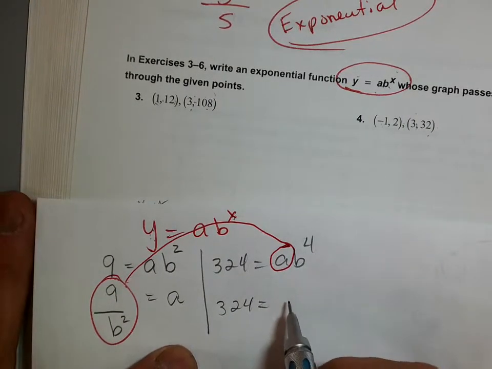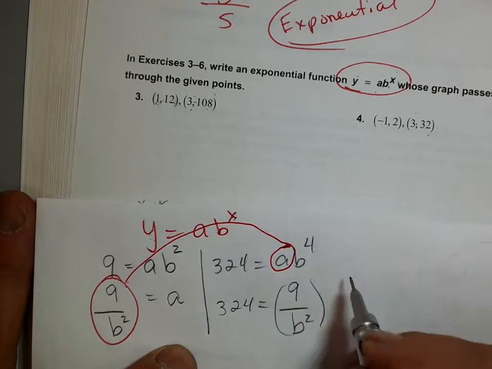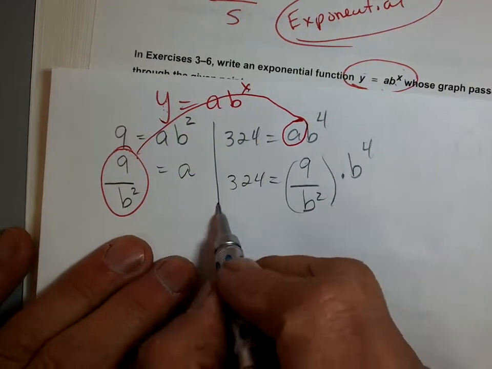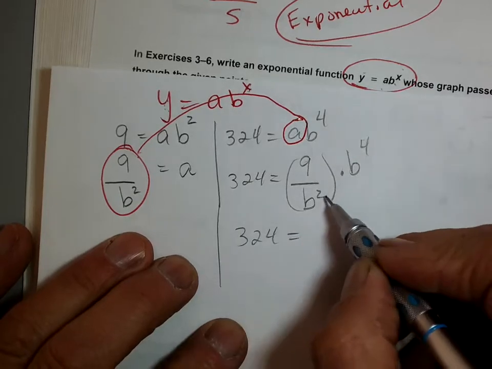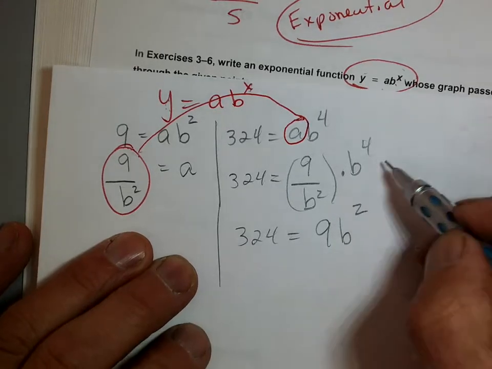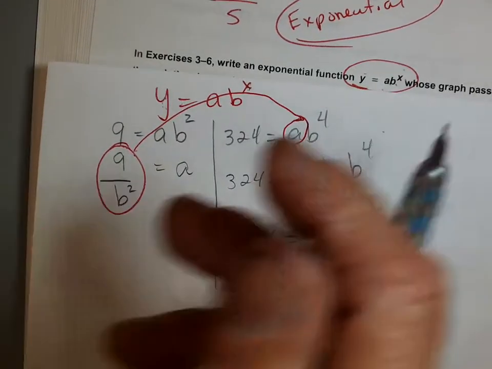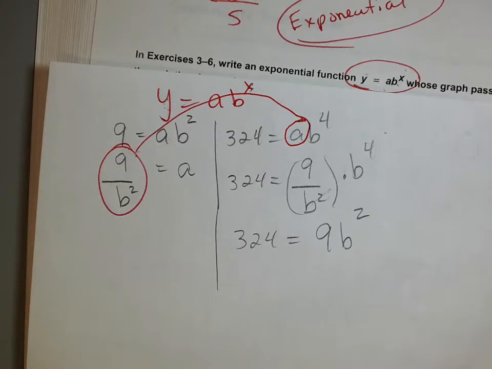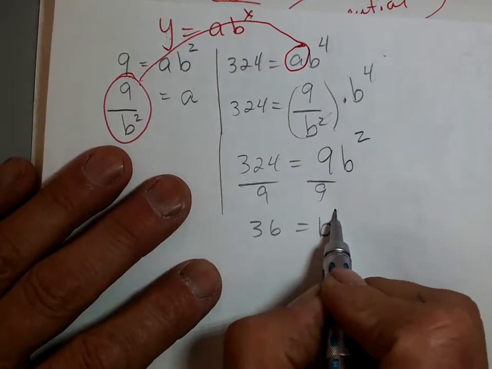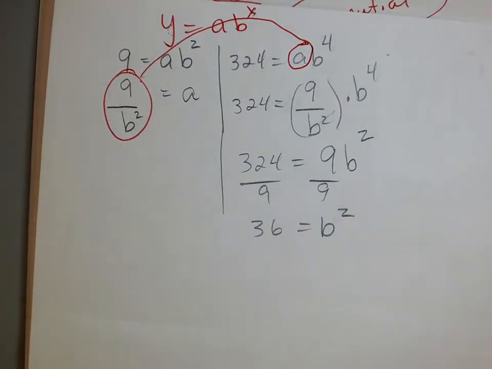So instead of writing a, I'm going to write 9 over b squared, because that's what a is equal to, times my b to the fourth. Simplify. 324 equals, well, two of these b's will cancel two of these b's, so I'll have 9b squared. You okay with that? Divide by 9. Oh, I get 36. 36 equals b squared, right? What does b equal? 6, right?